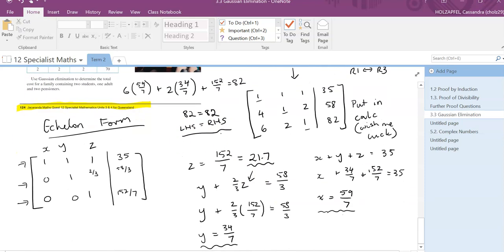So let me go ahead and write those solutions down the bottom here now. So x, y, and z is equal to 59 over 7, 34 over 7, and 152 over 7. All right, so that's how we find the solution using a calculator and by using that back substitution method. And I did double check again this time, so well done me.